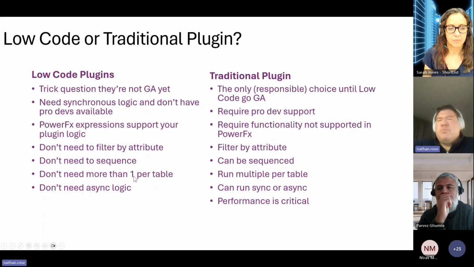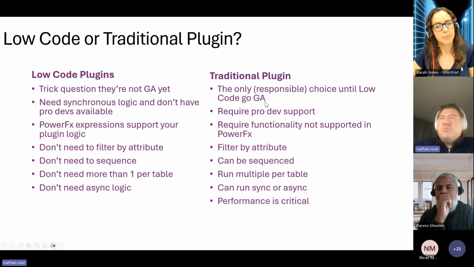You can have more than one automated plugin per table. I would be careful, because I have noticed that you do sometimes get some errors. And again, you don't need async logic. Traditional plugins can be made to run asynchronously as well, and that harkens back to the days when plugins were the only automation option that we had in the Power Platform. So your traditional plugins are your only responsible choice until the low-code ones go GA, which again, I suspect is probably going to be soon.